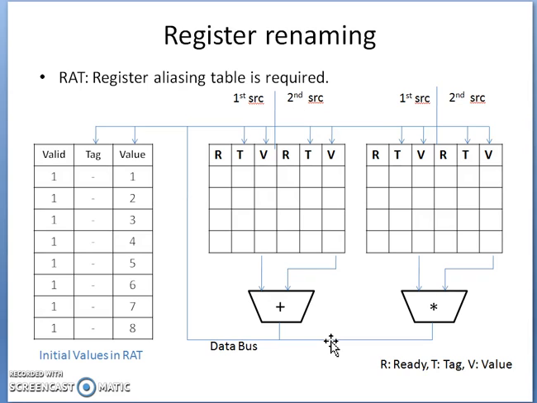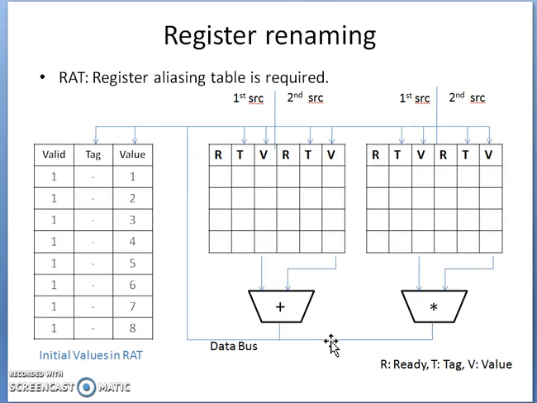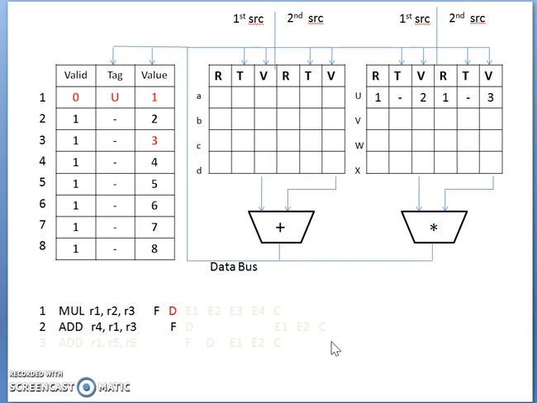Let us explain how register renaming works through a program. Consider the previous program. When the multiplication instruction is in the fetch cycle, the RAT table is filled with valid and initial data. Since the data is valid, all the valid bits are set to 1. When the multiplication instruction is in the decode cycle, the source registers R2 and R3 are loaded from the RAT table and placed in the execution table of the multiplier. Since the data are valid in the RAT table, the ready bit is set to 1, and since the ready bit is set to 1, the multiplier will proceed with the execution stage.